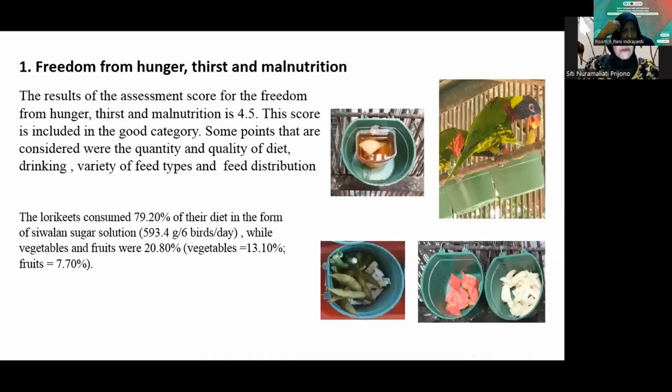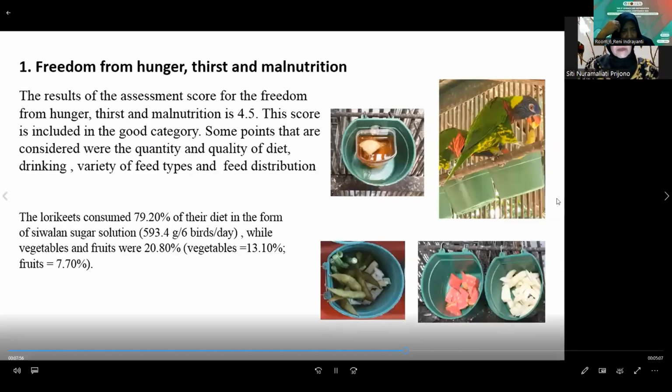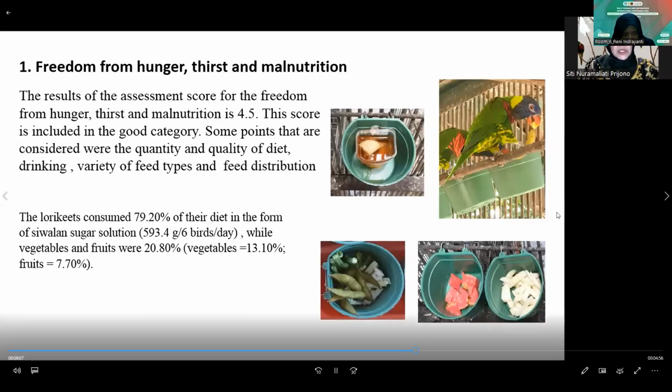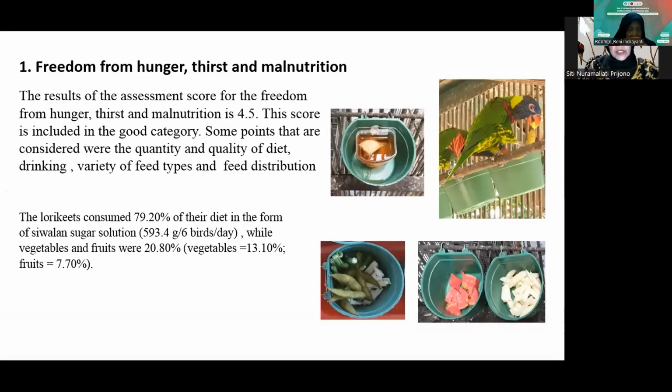The first welfare aspect is freedom from hunger, thirst, and malnutrition. The assessment score for this aspect is 4.5, which is included in the good category. Some points considered were the quantity and quality of diet, drinking, variety of feed types, and feed distribution. The lorikeets consume 79.20% of their diet in the form of siwalan sugar solution, while vegetables and fruits were 20.80%.